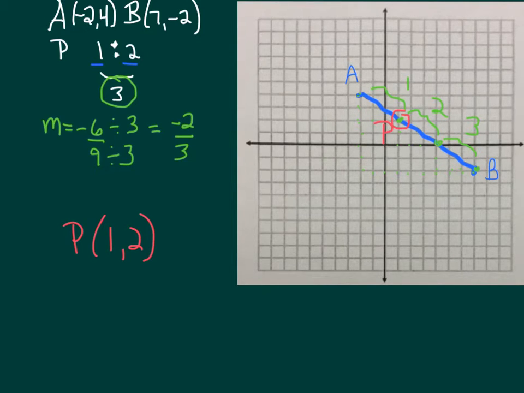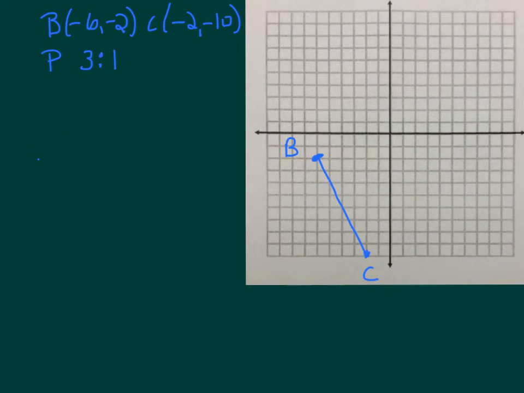Let's do another one. Let's move on to the next page. So here we have our second example. We have segment BC that I've plotted on the graph. Your first task when you're asked to do a problem like this is to plot the 2 points, then connect them so you have your segment. In this problem we want to divide segment BC into a total of 4 pieces, and we're finding P such that it breaks up the segment in a 3 to 1 ratio. I'm just going to write 4 here, so I know we need 4 pieces.